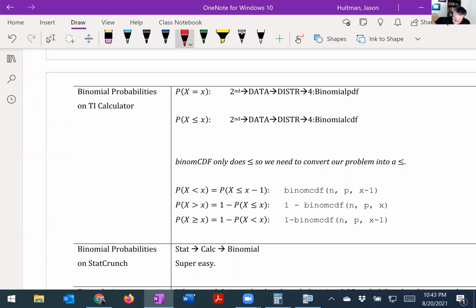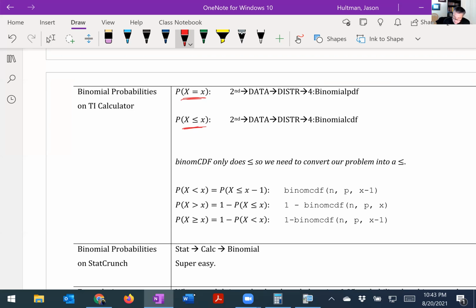Well, we go to second data, okay, distribution, and then 4 is the binomial PDF. Second data, which is the VARS key, I believe. And then we go to distribution, binomial PDF. That's if x is equal to x. However, if x is less than or equal to x, say we want everything from 0 up to a number, that's binomial CDF.